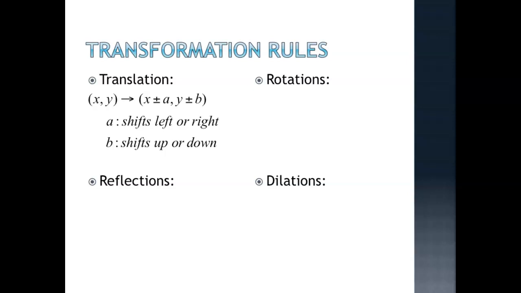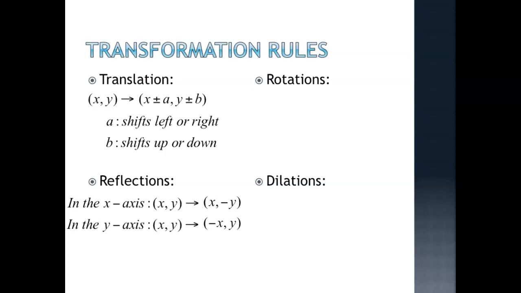Next we have reflections. A reflection in the x-axis will mean that each of those coordinate points x, y becomes x, negative y. So x stays the same, but y becomes the opposite. In the y-axis, x becomes the opposite and y stays the same. And then in the line y equals x, you simply swap x and y.